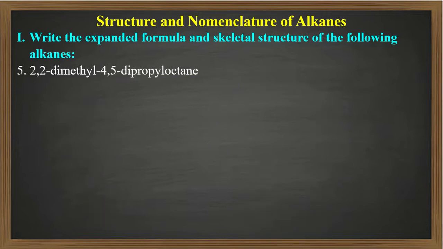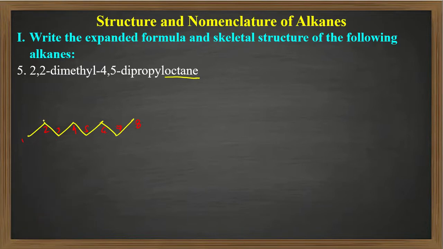Number 5. So we have here 2,2-dimethyl 4,5-dipropyl octane. Okay? The same again sa ginawa natin kanina. Let us first draw yung parent name. So octane is a straight chain. So we have here 1, 2, 3, 4, 5, 6, 7, 8. So let's assign first yung numbering natin. We have carbon number 1, carbon number 2, 3, 4, 5, 6, 7, and then carbon number 8 here. So let's add now the substituents.